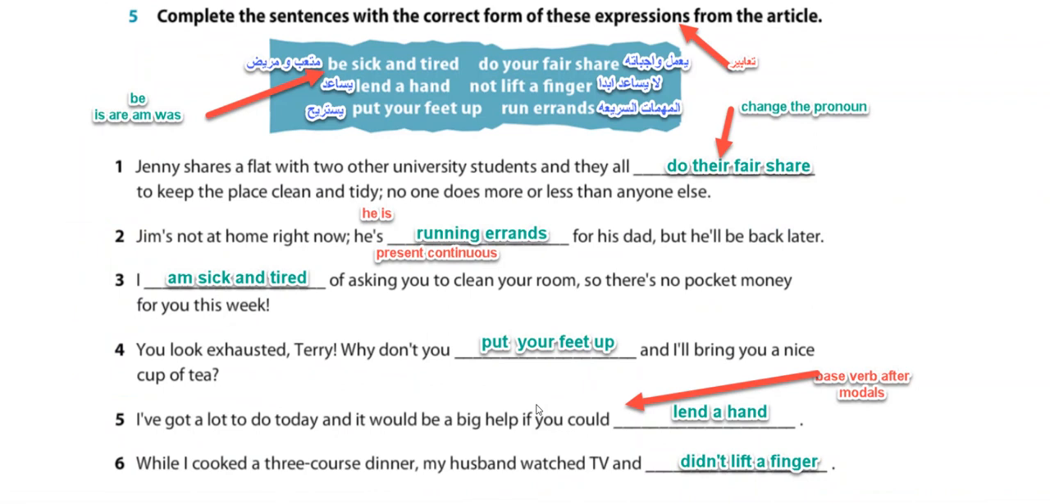Let's move to page 5, exercise 5. It is an expression exercise. Complete the sentences with the correct form of these expressions from the article. Okay, I'll explain them at first. Be sick and tired means to be tired and fed up. The verb be, I have to choose one of the be category: is, are, am, was. Also we have were in addition to was.